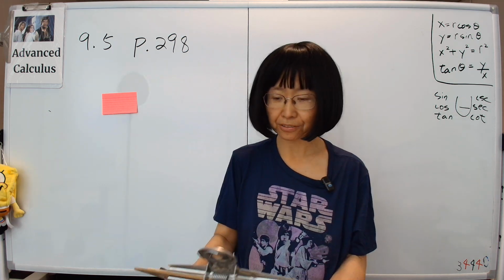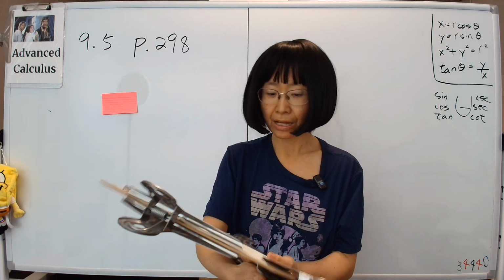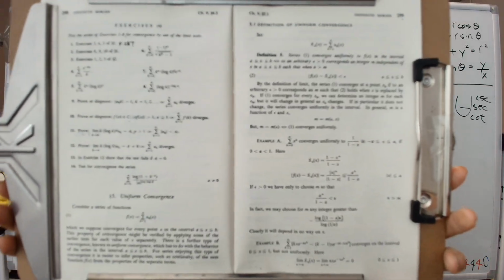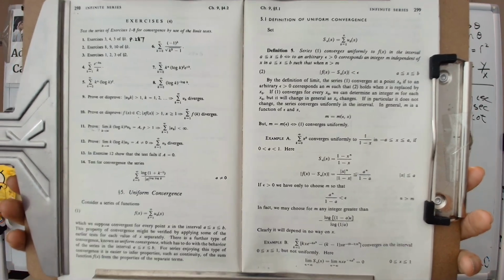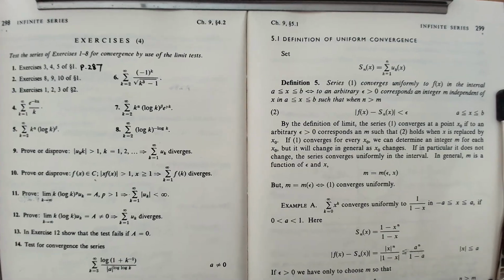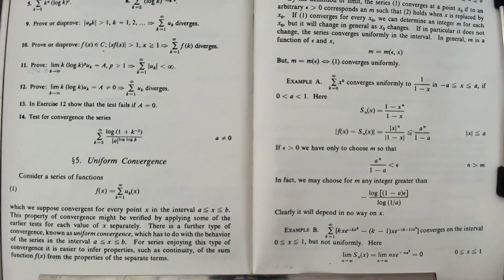Today we are going to do section 9.5. Okay, so first let's look at the book. This is pages 298 and 299, which we have already done, but I want to redo it anyway, just for the principle, but not take too long at it. That should be good enough.